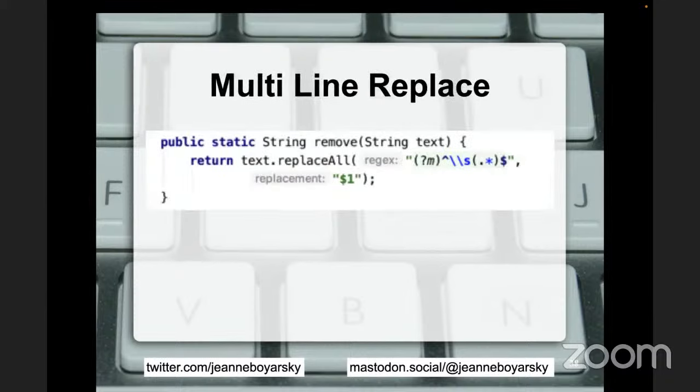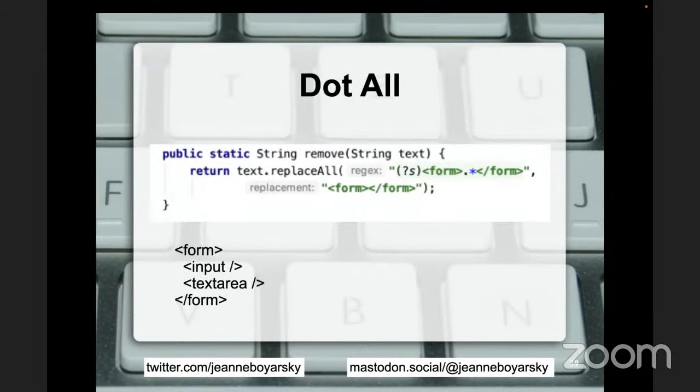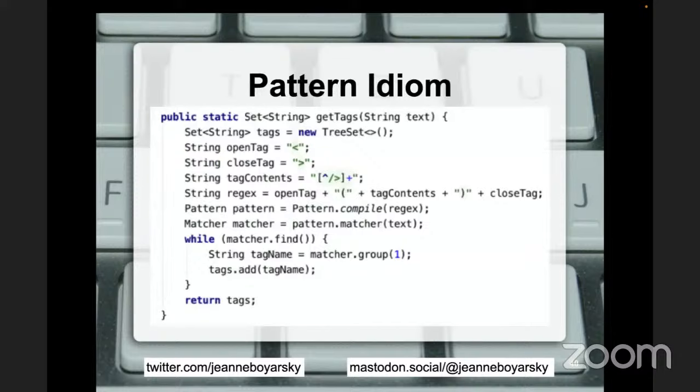We can do a multi-line replace. Question M treats it as multi-line. And then we can do question S for dot all, which treats the new line as any character. So you can use dot star and have it span new lines. Don't parse XML or HTML with RegEx either. It's like CSV. There are libraries for that.